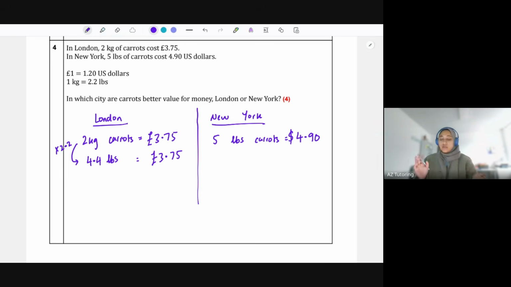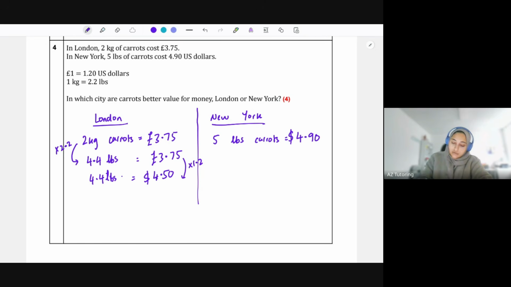Okay, so now I've got both the London and New York in pounds. So that's easy to compare now. The next thing we need to change is the currency. We need to either make them both dollars or pounds. But again, we've got £1 is 1.2 US dollars. So I might as well change this one to US dollars. It'd be a lot easier. So if £1 is 1.2 dollars, we can times this by 1.2 to change it to dollars. And we get 3.75 times 1.2. We get 4.50, and that's still 4.4 pounds.